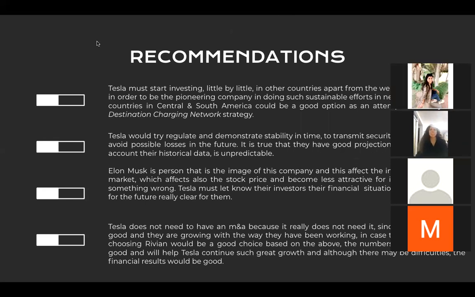Recommendations. Tesla must start investing little by little in other countries that are not only well developed. In doing so, they will solidify their strategy. Maybe Central America and South America would be a good option. Another recommendation would be that they try to regulate and demonstrate stability over time to transmit security to investors and avoid possible losses in the future.